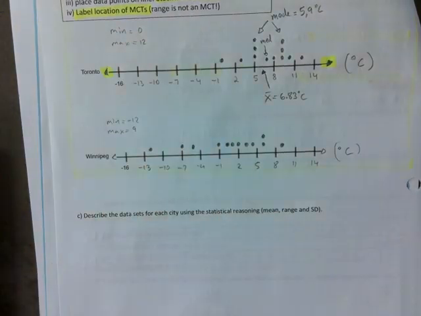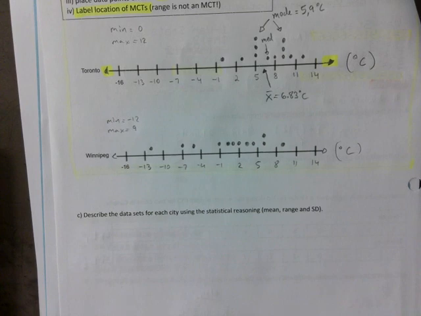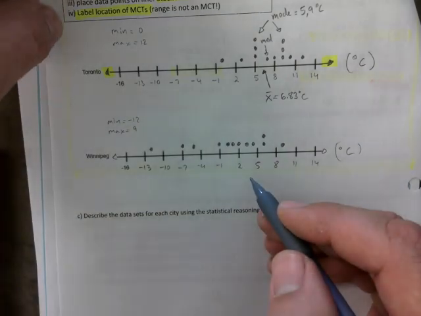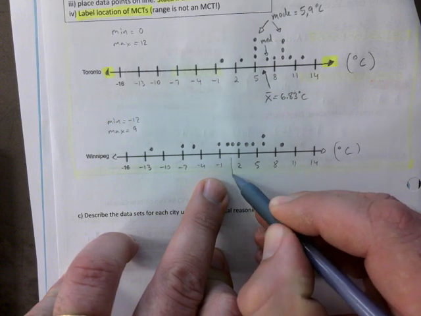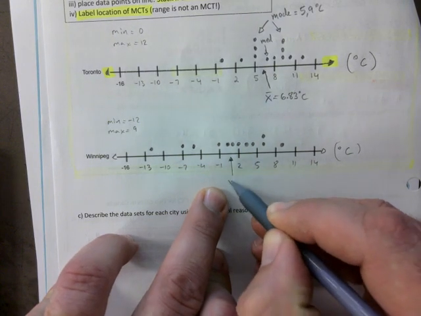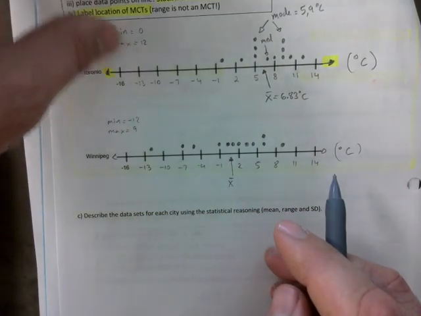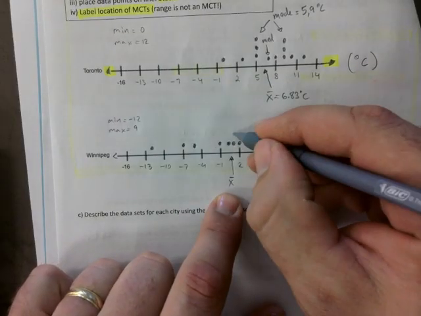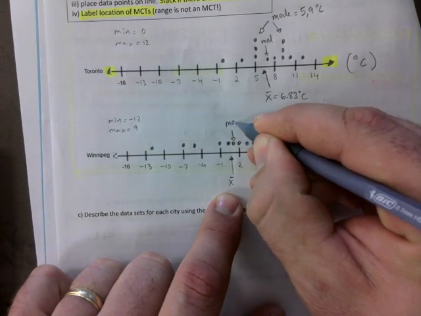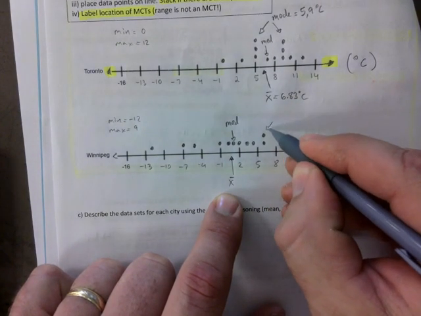So you label all the MCTs where they are on that bar. I'm okay if you don't write down the number, just say this is approximately where it is. And then same for Winnipeg. Winnipeg was 0 point something, right? For 0.5. So the average is about there. The median was, what is it, 1? 1.5. So the median is right about there. And this is the mode here.